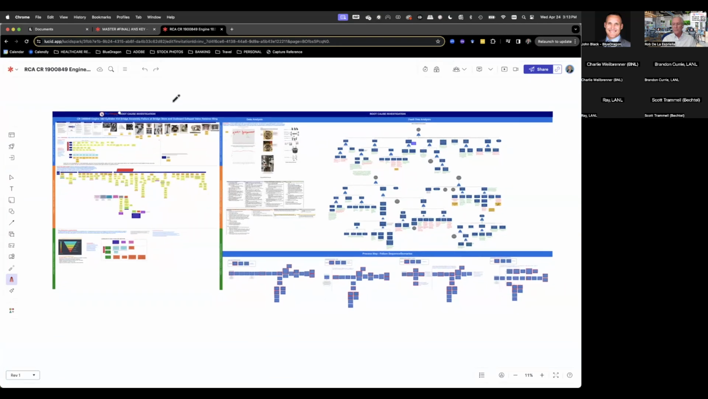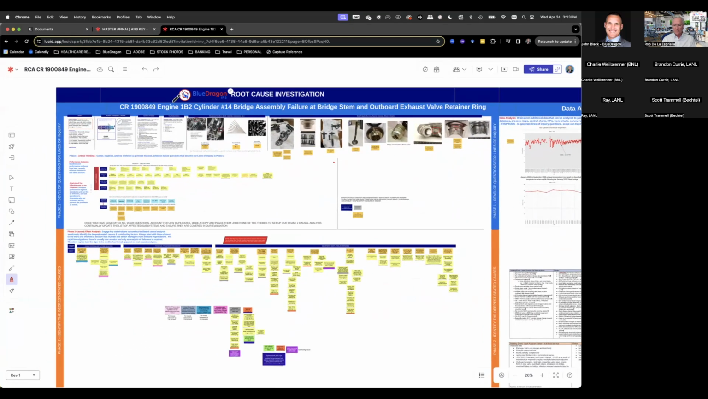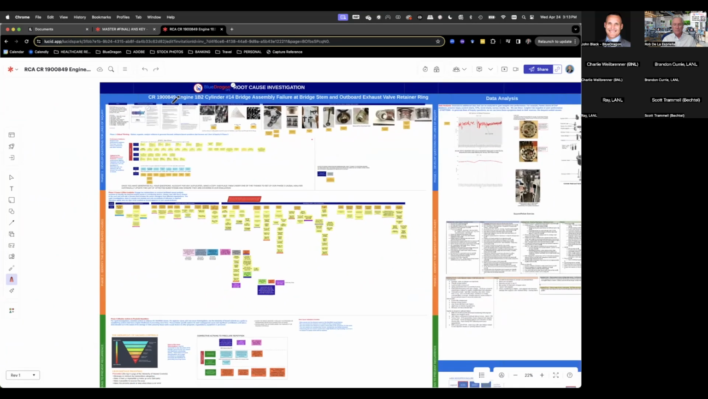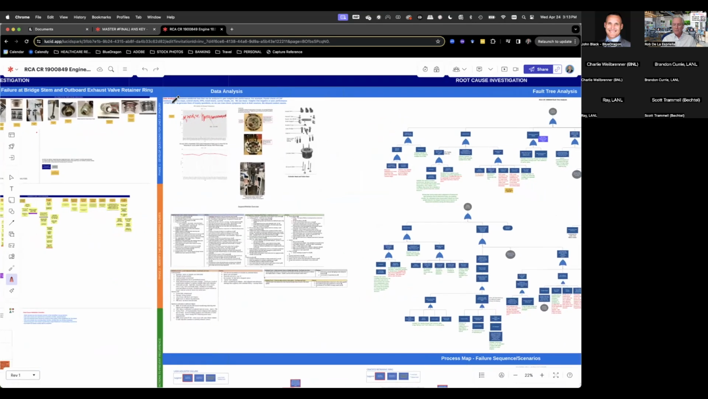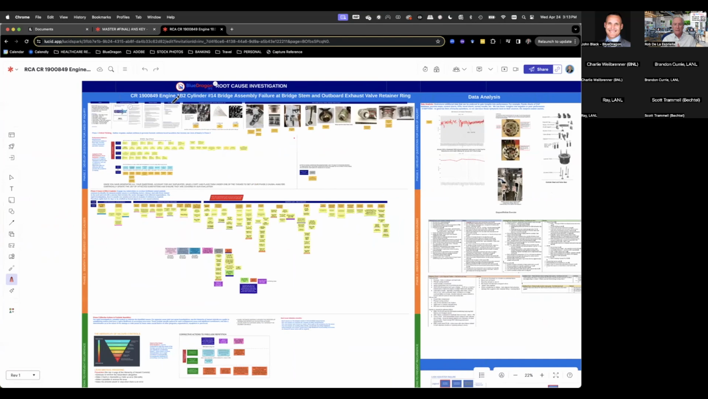This is an emergency diesel failure at a nuclear site. And once again, we have the basic construct. You notice it looks exactly how we teach it. But now off to the right, we've made use of that space for a lot of data analysis.